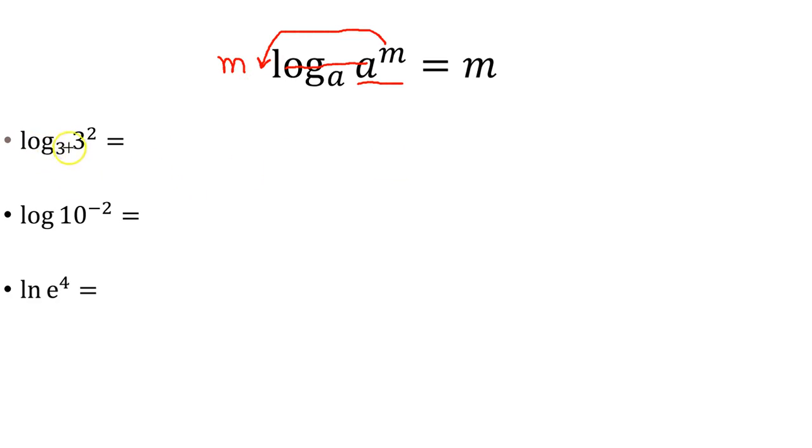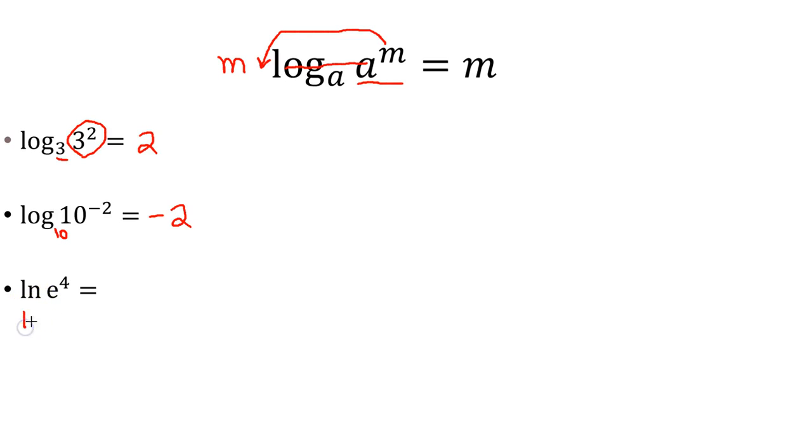Another way of looking at that would be to say, to what power must I raise 3 to make it equal 3 squared? Well, the answer, of course, is 2. Now here we have a little bit of a trick for you, because when we don't write the base, it is supposed to be 10. So this is a question asking us, to what power must we raise 10 to make it equal 10 to the power of negative 2? Well, the answer, of course, is negative 2.